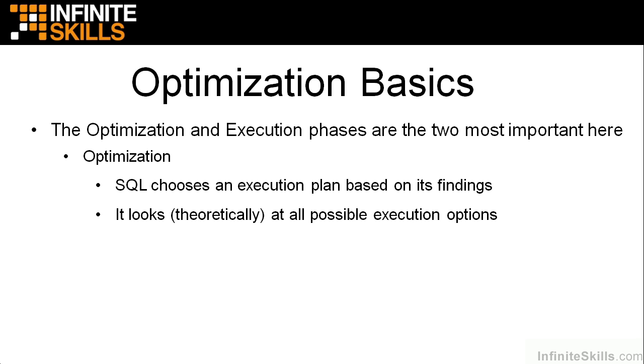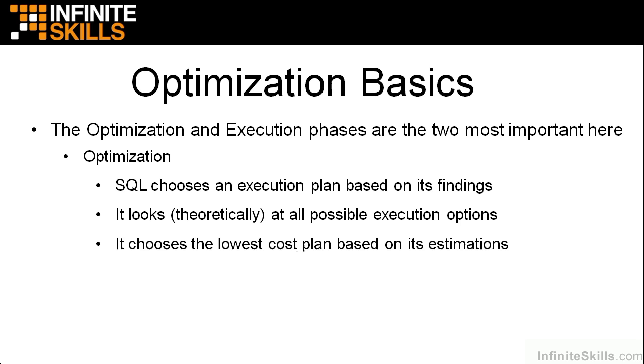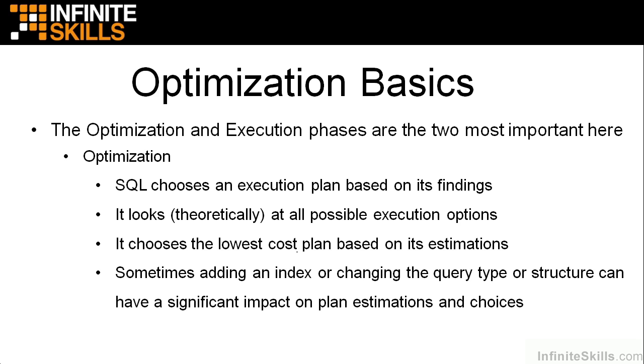When it looks at the query, it looks theoretically at all possible execution options. It chooses the lowest cost plan based on its estimations, and often little things like adding an index or changing the query type or even the structure of the query can have a significant impact on plan estimations and choices. Little decisions: do we do a join query or a subquery? Is there an index on this table? And understand that having an index on a table oftentimes is not the developer's opportunity. That has to go through the DBA or the architect or someone, but still that will make a difference.